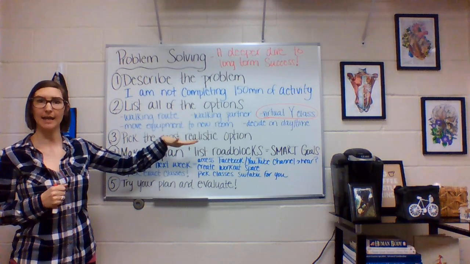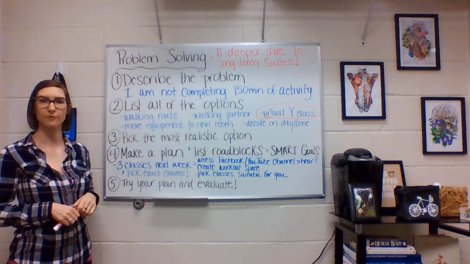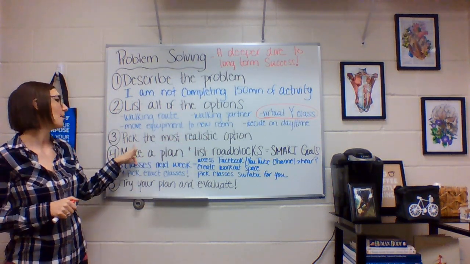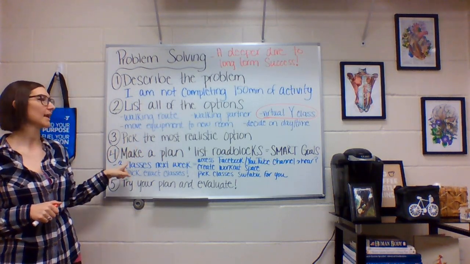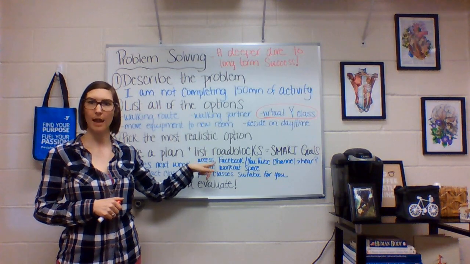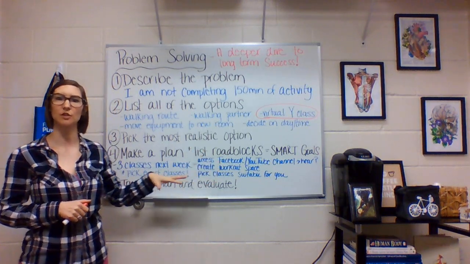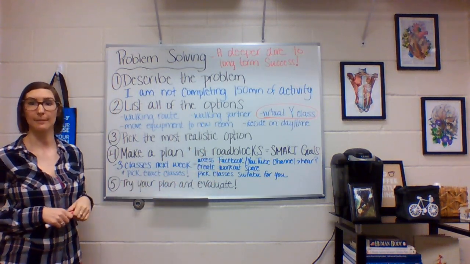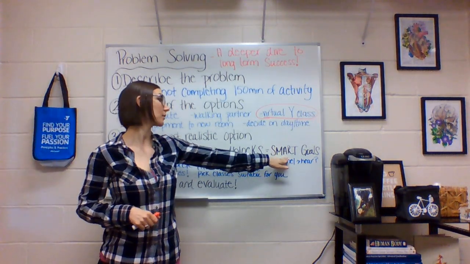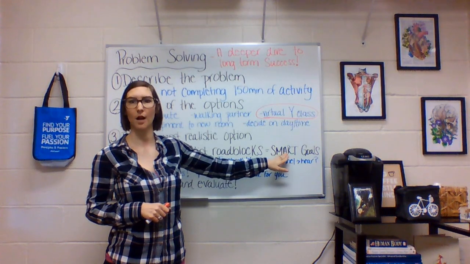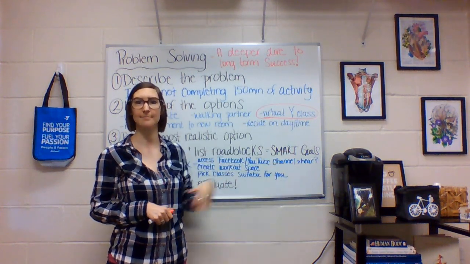No idea is a bad idea. Any option you can think of goes down on paper. Pick the most realistic option for you, make the plan, and think about the roadblocks. What could come up? What do you need to do first in order to be able to reach your goal? Then we're going to go to our SMART goals: specific, measurable, appropriate, realistic, and timely.